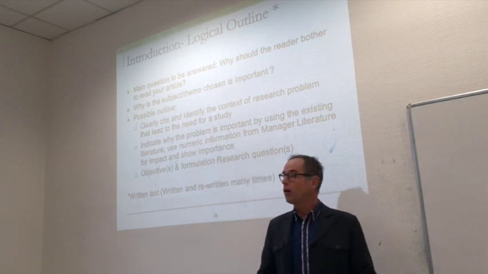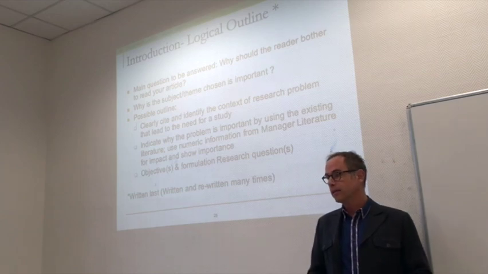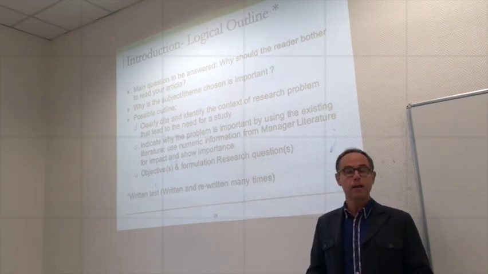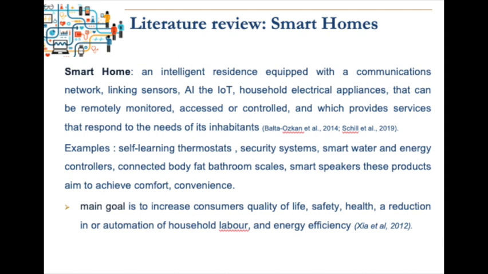At the same time, you should give the first definition of your relevant concepts. For example, you give the definition of a smart home. A smart home is an intelligent residence equipped with a communications network linking sensors, artificial intelligence, the IoT, and household electrical appliances that can be remotely monitored, accessed or controlled, and which provides services that respond to the needs of its inhabitants.